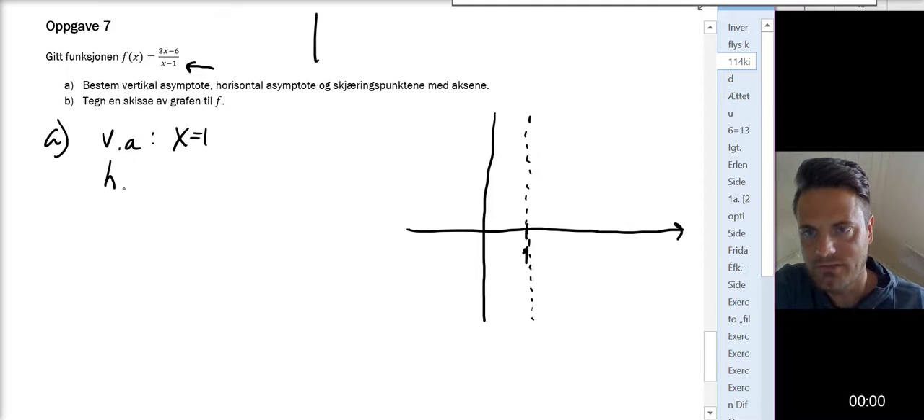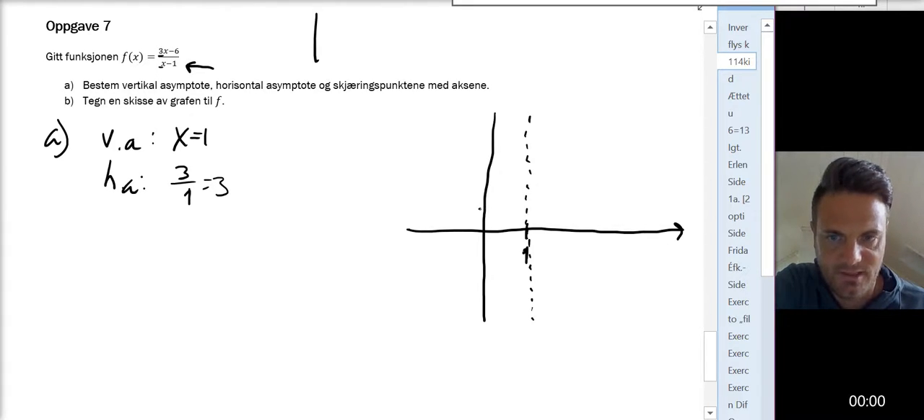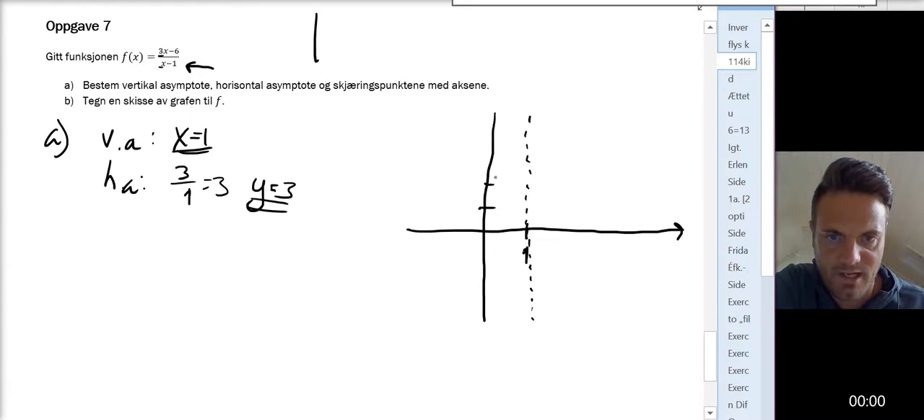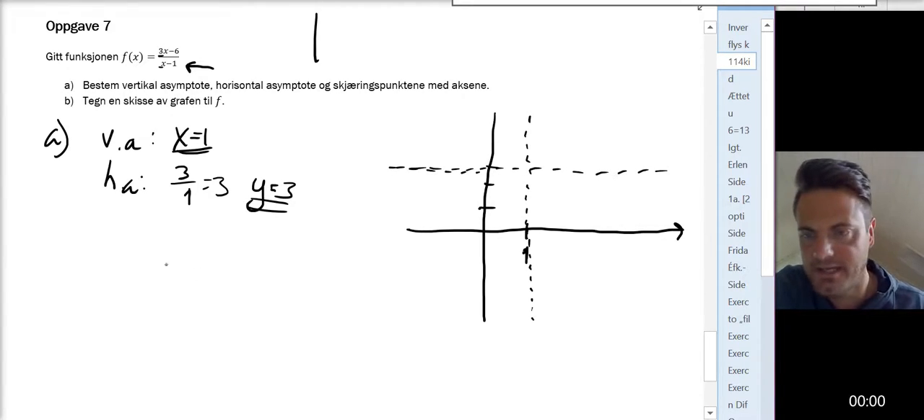And to find the horizontal asymptote, we just look at the numbers ahead of these two x terms here. So we take 3x divided by 1x, 3 divided by 1, which is 3. And this is y equals 3. You have to give the answer as an equation: x equals 1, y equals 3. So when y is 3, we get the horizontal asymptote like this here.